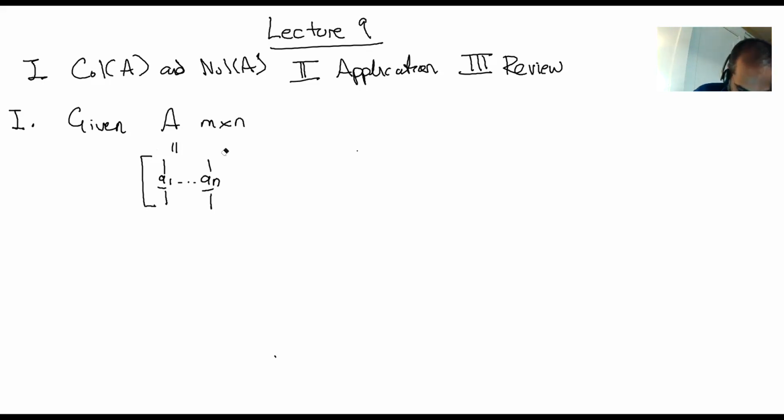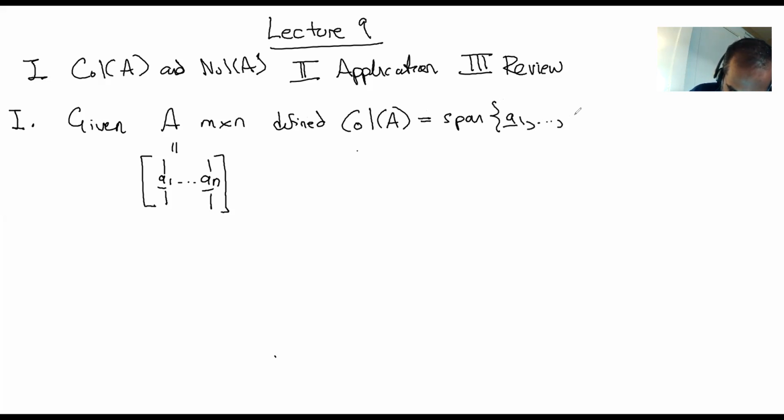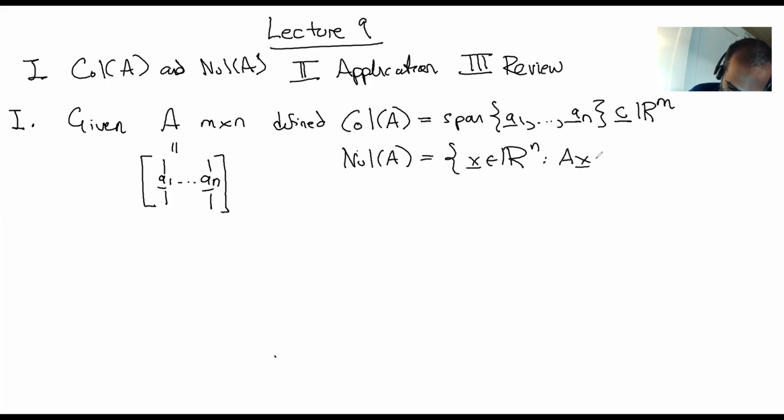So suppose you have an M by N matrix like this. We have these 2 subspaces associated with the matrix. We define the column space of A to be the span of the columns of A. So it's a very natural definition, and this is a subspace of R^m. And we defined the null space of A to be the set of solutions of the homogeneous equation AX equals 0. And that lives in R^n.